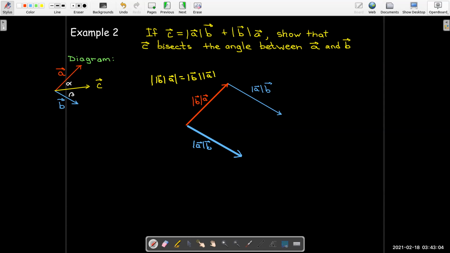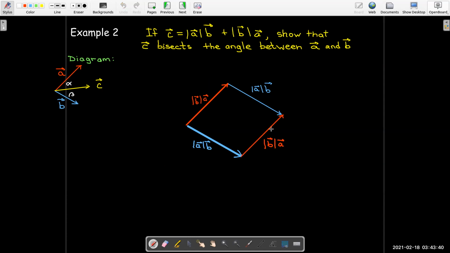And what about the length of this blue vector? Well, that would be the length of A, which is a scalar, times the vector B. And I can factor that scalar, the length of A, out in front. And I get the length of A times the length of B. Now that's very interesting. Well, let's complete our vector addition.